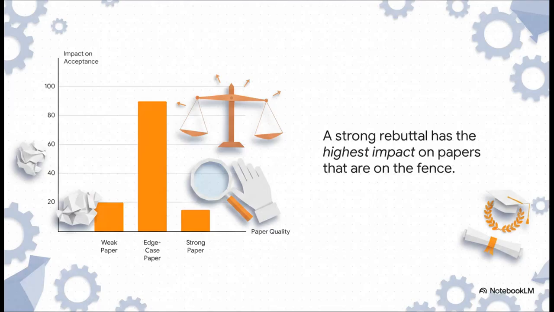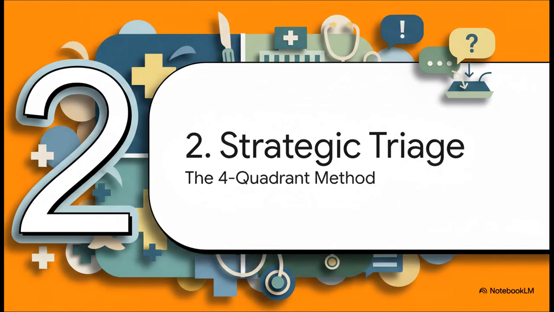And this chart just lays it out perfectly. Look, if your paper is clearly weak, a rebuttal won't do much. If it's an absolute rockstar paper, it'll probably get in anyway. The impact is low in both cases. But you see that big bar in the middle? For that edge case paper, that's where a smart rebuttal has a huge impact. It can literally be the one thing that decides its fate. So how do you focus your energy on that sweet spot?